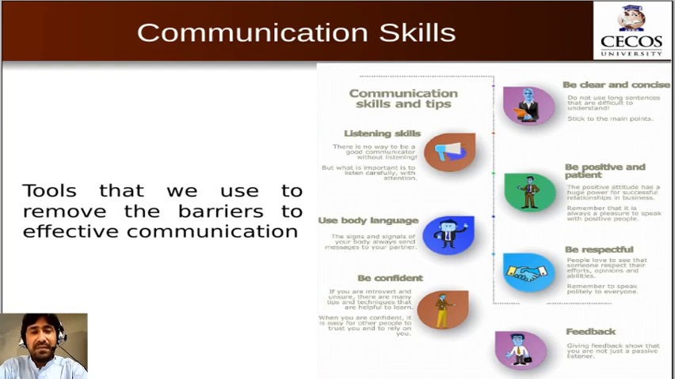So do not be stationary at one location at one point. You have to move randomly, passively, but not excessively, right? So this is one tip. Another communication skill is confidence. You have to be confident about what you are delivering.